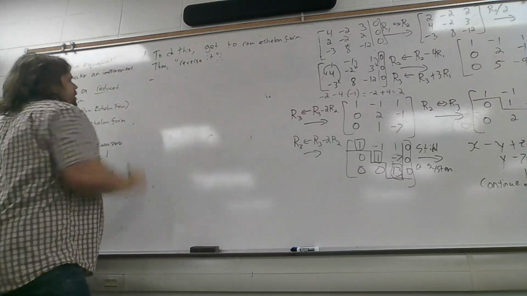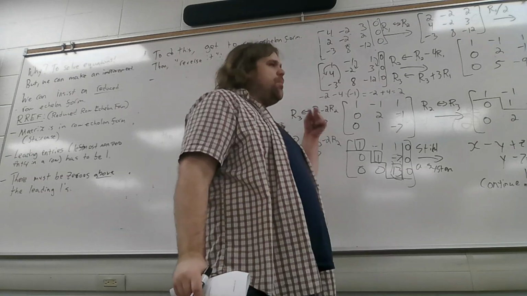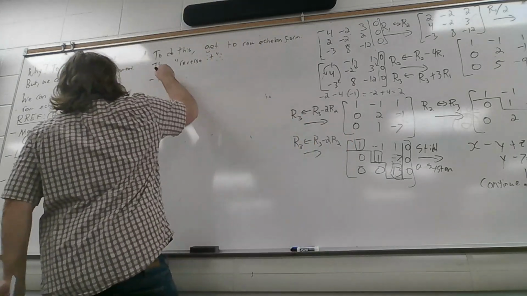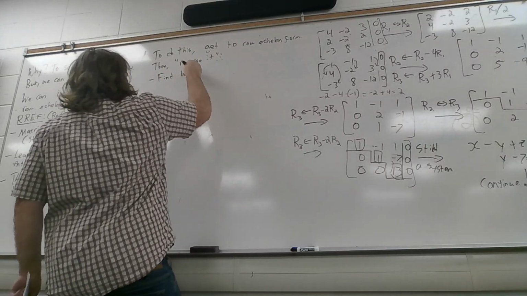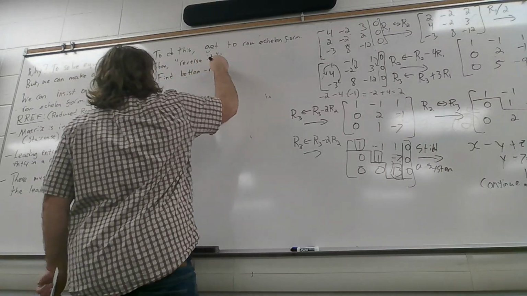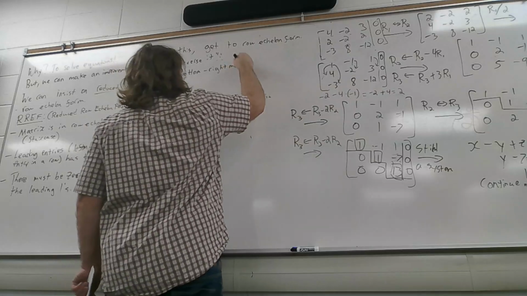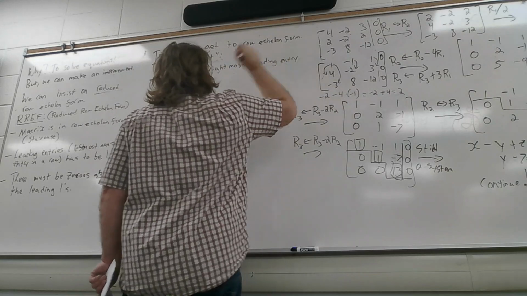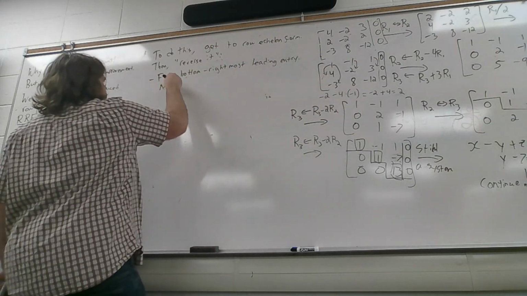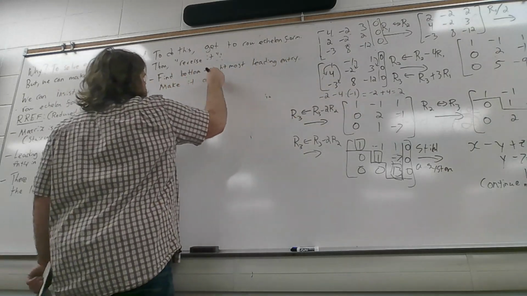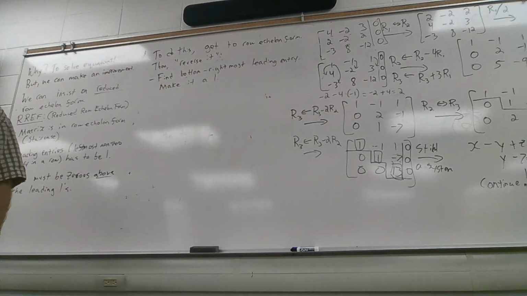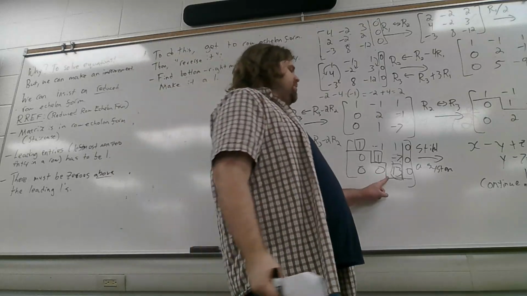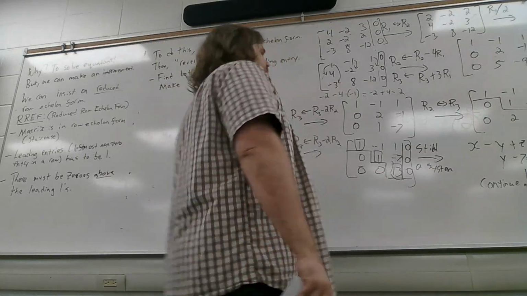So, you're going to instead find the bottom rightmost leading entry. Make it a 1. So that's just going to be whatever that number is, divide by it, right? So here, I would grab that and I would say divide by 13, done, right? Easy.